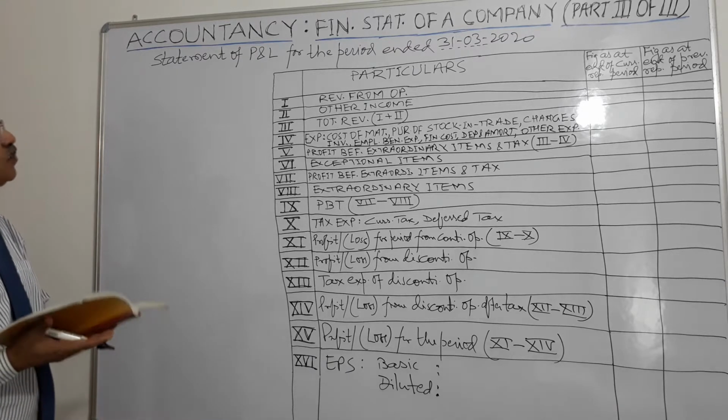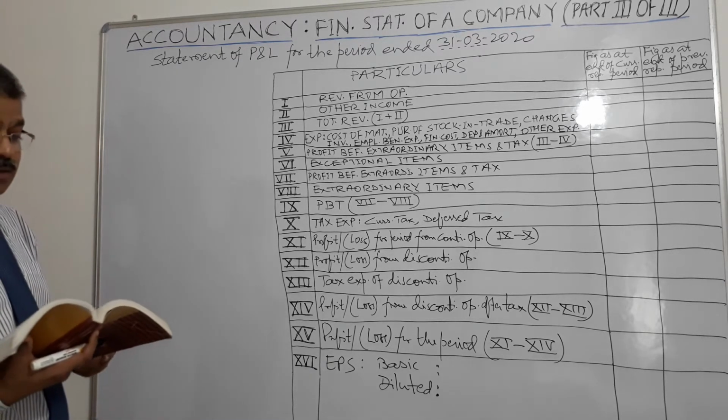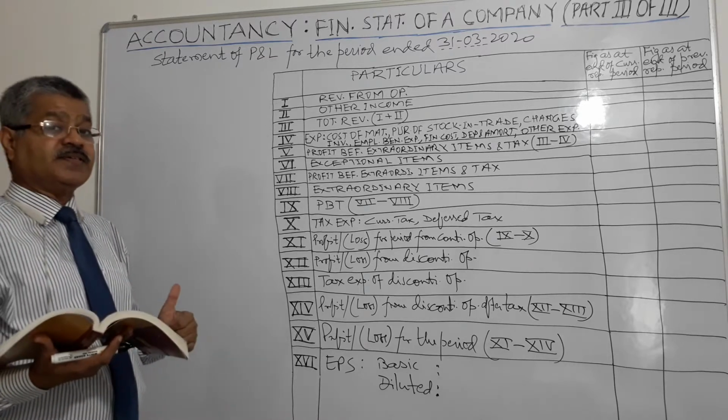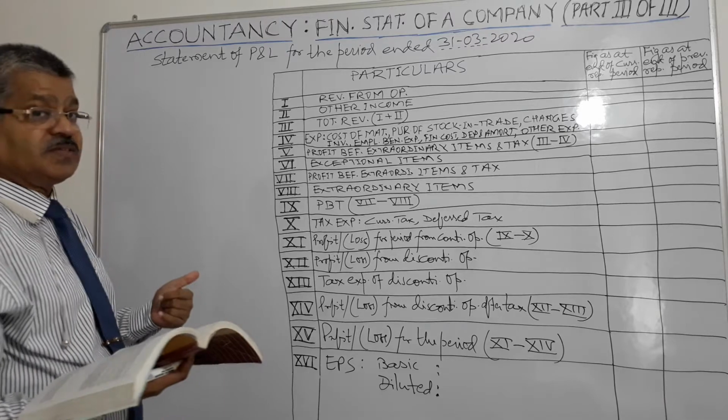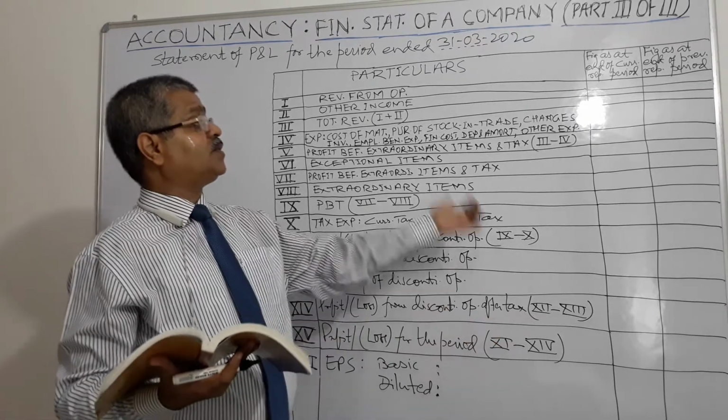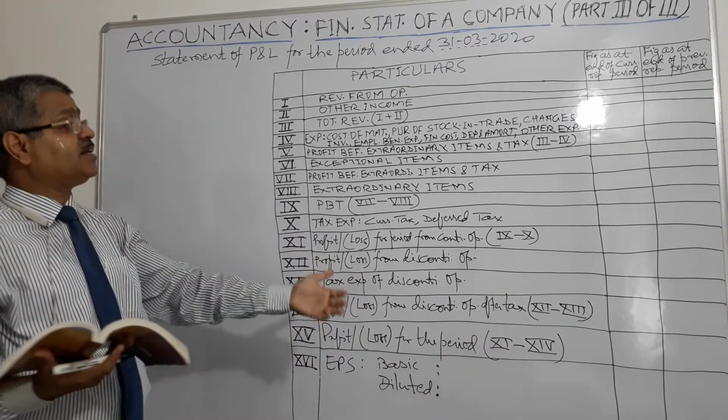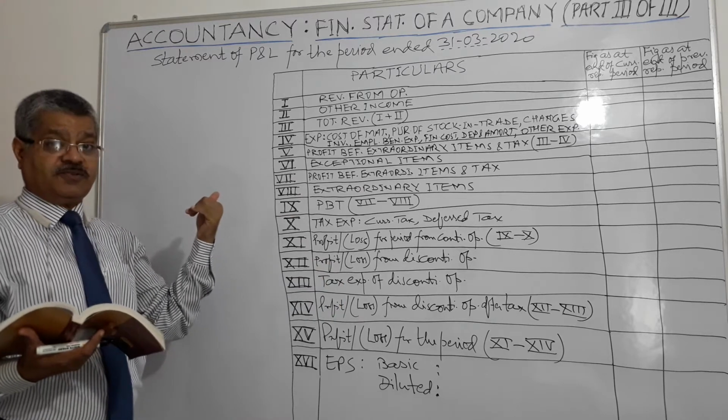Second is basis for fiscal policies. The government and the taxation authorities arrive at their fiscal policies depending upon the financial statements of various companies in their economies, right?